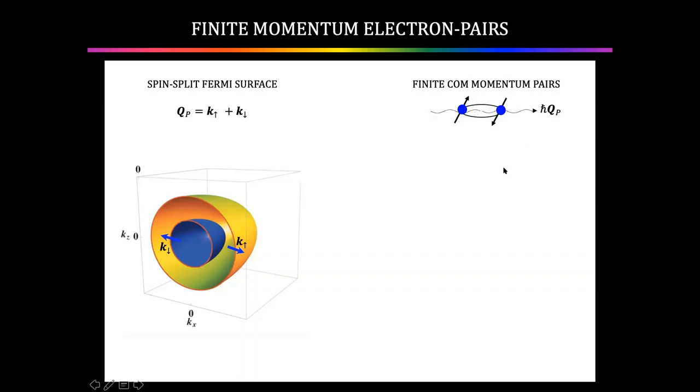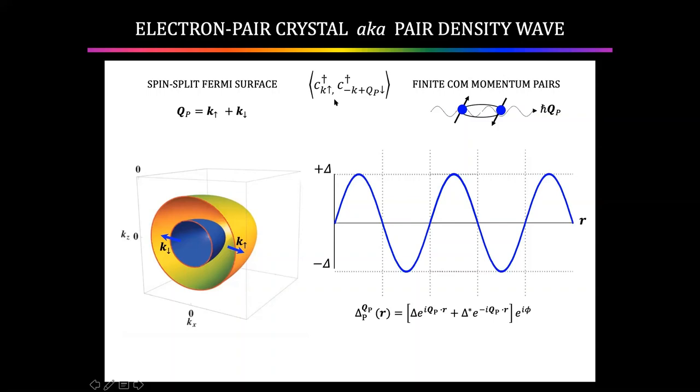It would have a wavelength. If you condense these objects, finite center of mass momentum pairs, into a new condensate, it's not a fluid because it breaks translational symmetry. It has the same wavelength as the de Broglie wavelength of the pair, and it periodically modulates the condensate of the electron pairs throughout space. So it breaks translational symmetry and it modulates the superconductivity periodically. You can think of that as an electron pair crystal. That's the way I think about it, but the standard name for it is a pair density wave state. So this state of matter actually was predicted in the early 1960s by Fulde, Ferrell, Larkin, and Ovchinnikov. And for more than 50 years after the prediction, there was no direct detection that this state existed in matter.